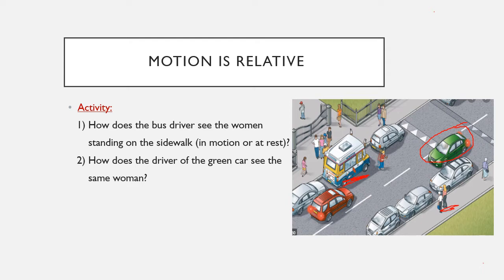If you notice, the woman is at the same time in motion and at rest. The woman with respect to the driver of the bus is at rest because the distance between the bus driver and the woman is not changing, it is fixed. While the woman with respect to the driver of the green car is in motion because the distance between the green car and the woman is changing.